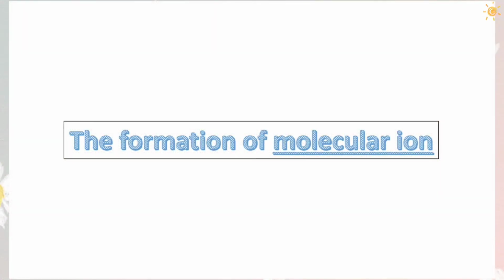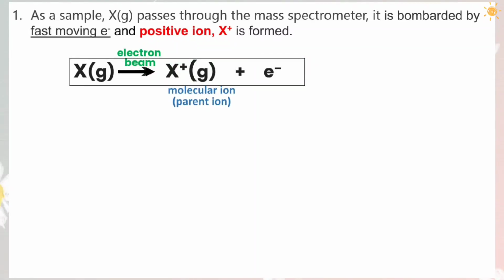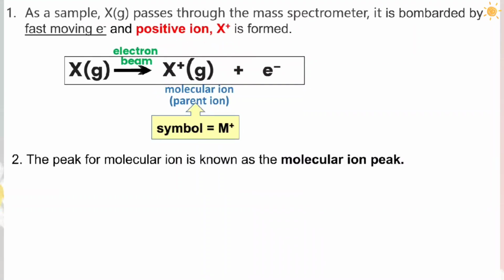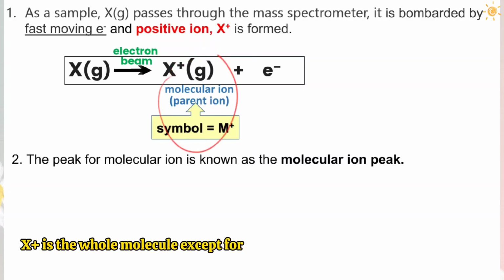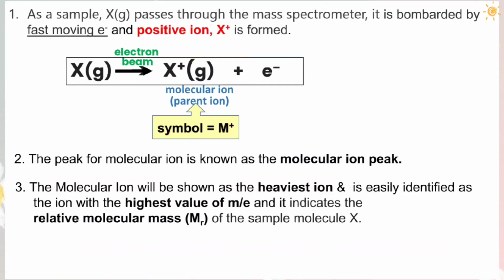In a mass spectrometer, sample molecule X in vapor state is bombarded by fast-moving electrons and positive ions are formed. This ion is called the molecular ion or parent ion, and it is given the symbol M+. Molecular ion is the whole molecule except for one electron of almost no mass.